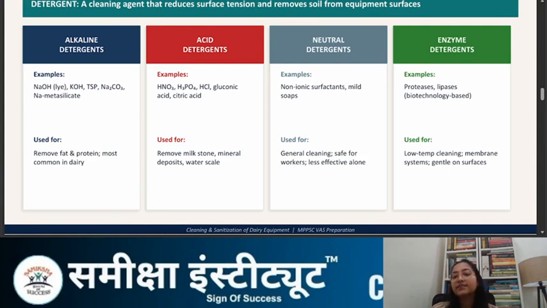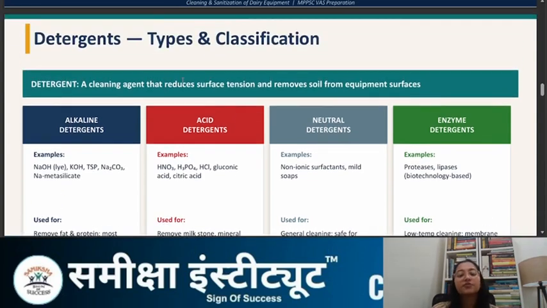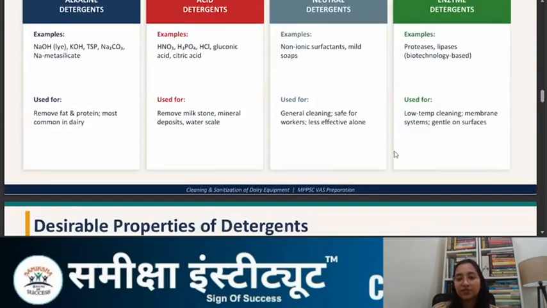Then lastly, enzyme detergents, for example proteases and lipases, which are biotechnologically produced. These are important for low temperature cleaning and membrane systems, because they are gentle on surfaces. So enzyme detergents, neutral detergents, and acid and alkaline detergents are the types of detergents. Basically, a detergent reduces the surface tension and is employed for removal of soil from equipment surfaces.